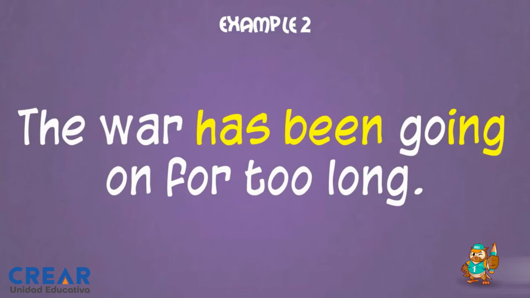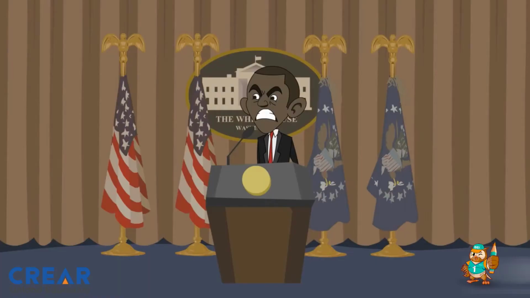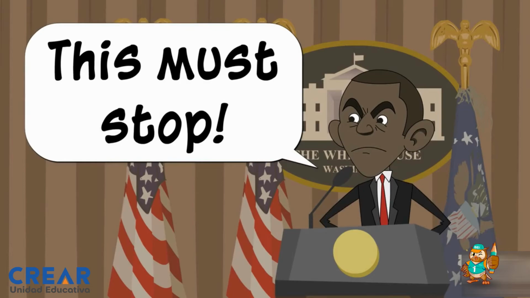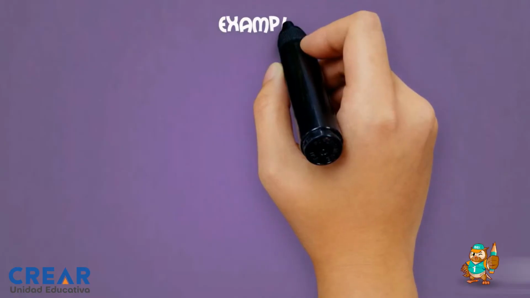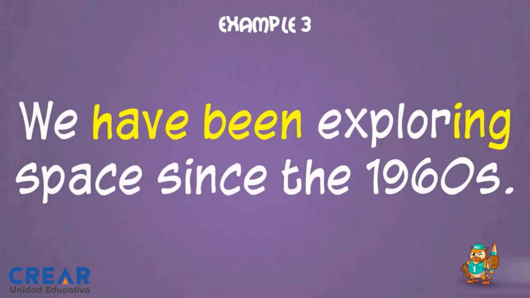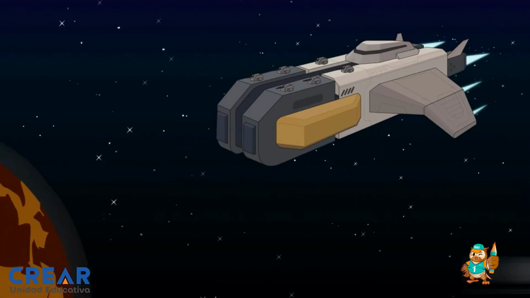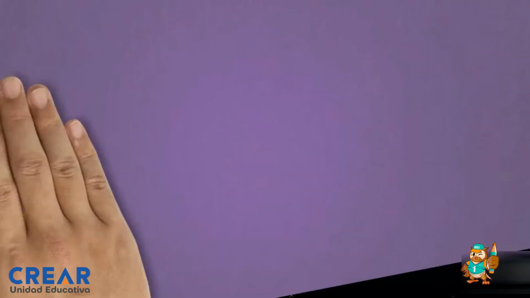Okay, we have the second example here. The war has been going on for too long. Okay, so let's see the example. So this must stop, said the last president of the United States. Now, we continue, kids. The third example is we have been exploring space since the 1960s. Okay, so you got the example in there. And there is a spaceship traveling.